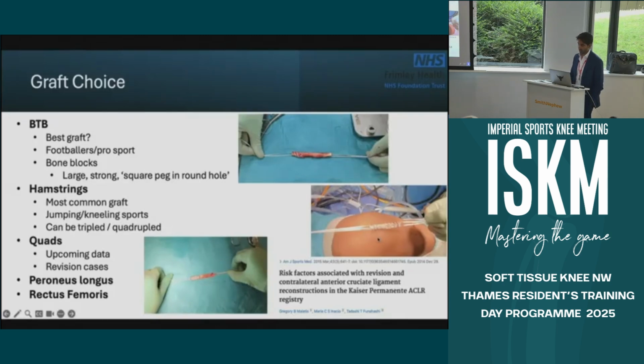This is my hamstring graft. I get one hamstring and I quadruple it around, so it gives me a really thick, short, stiff graft, which I like because I use a double suspensory method. Quads, I've done it a couple of times. So if I had been asked what my graft choice was, it'd be 50 hamstrings, 40 BTB, and 10 quads probably. I'm not sold on it just yet.